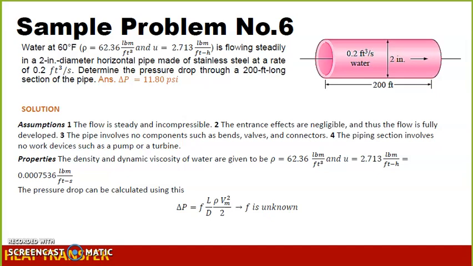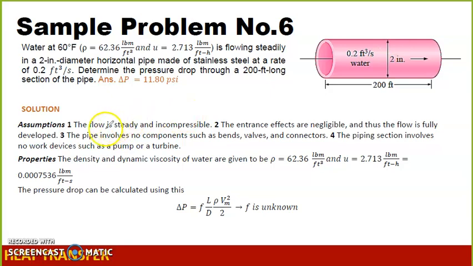Sample problem number 6, internal force convection. For this problem, it is actually similar to problem number 5. It's just that here we have water instead of oil flowing at a volumetric rate of 0.2 feet cubed per second in a pipe that is 2 inches in diameter and 200 feet long. The properties of water at 60 degrees Fahrenheit, which is the entrance temperature of the water, are also given, as you can see. So we will determine the pressure drop through the 200 feet long section of this pipe.